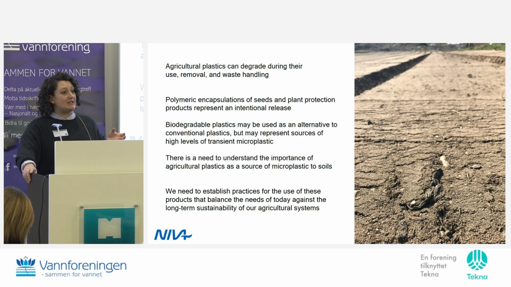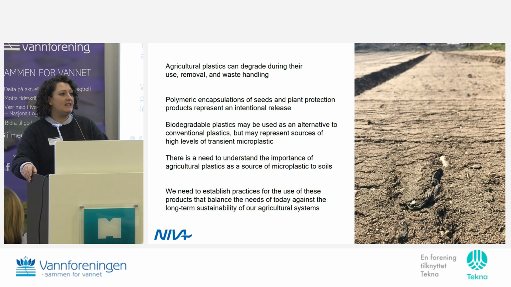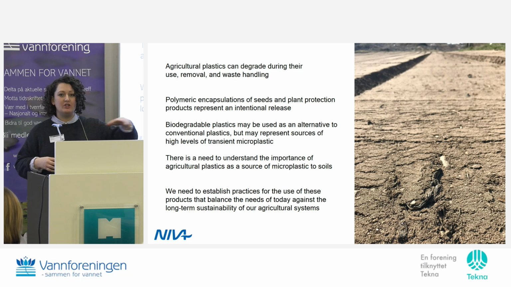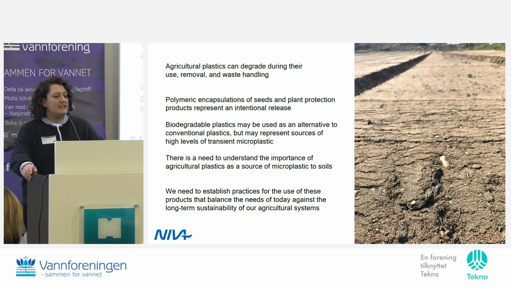We've heard already about biodegradable plastics and the extent to which they may represent an alternative to conventional non-degradable plastics, but we've already seen that they may represent a source of sometimes quite high levels of this transient microplastic that may persist in soils, depending on the soil conditions, for an unknown amount of time, depending on the location. There's a need to better understand the relative importance of these different sources, including agricultural plastics.